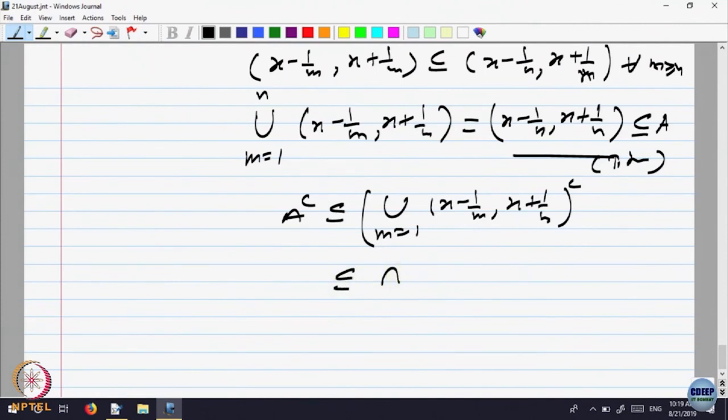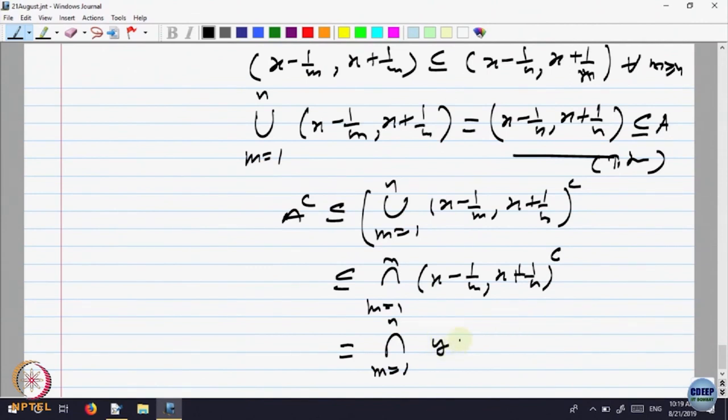So, inside the intersection of m equal to 1 to n, x minus 1 over m to x plus 1 over m, complement of that set. So, let me write complement of this interval. Is that okay? And what is this thing? So, this is equal to intersection m equal to 1 to n of, this is same as y such that x minus y is bigger than or equal to 1 over m, right? Is that okay? So, you see those sets coming again here? Yes? Okay. So, let us now go back.